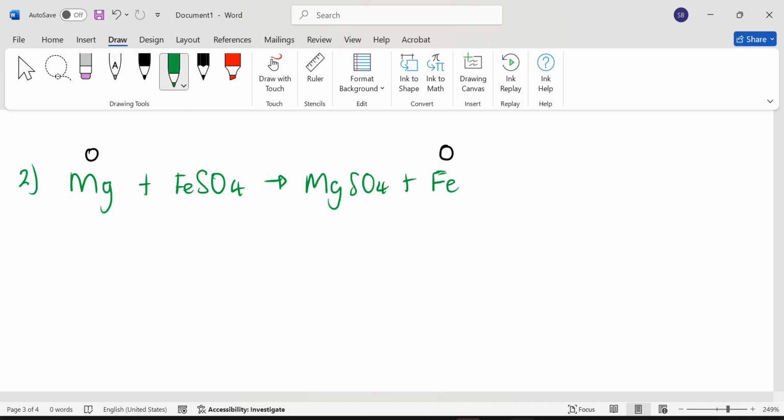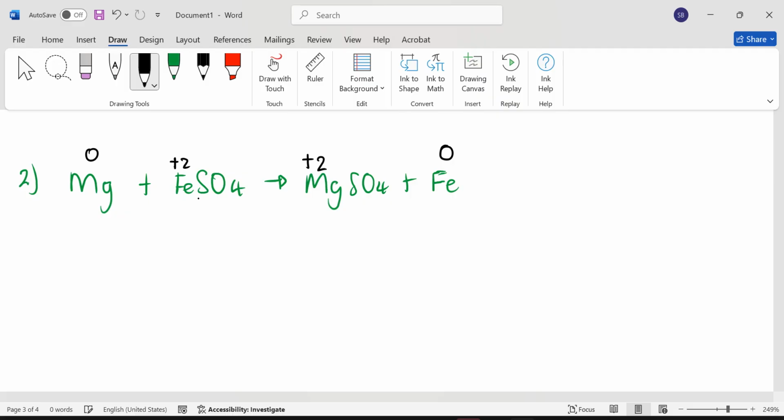Right, so what's the oxidation number of iron in FeSO4? Now remember, SO4 is 2 minus. That means it must be with an iron that's 2 plus, so these can cancel and form that. Therefore, the oxidation number of iron in this case is 2 plus. Just that. So iron is positive 2, and magnesium is also positive 2.